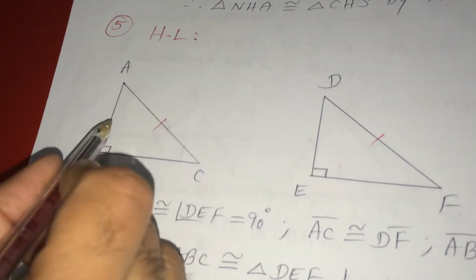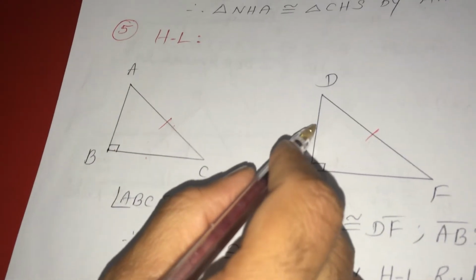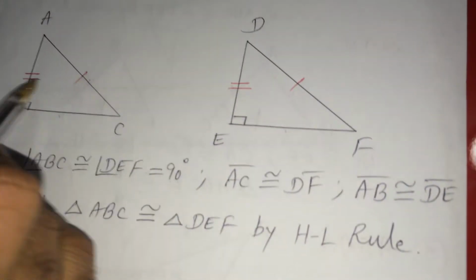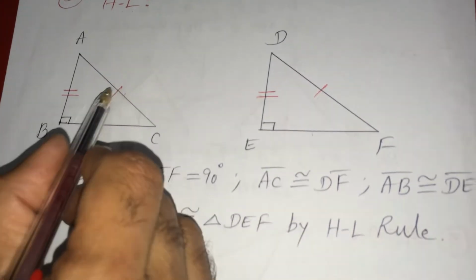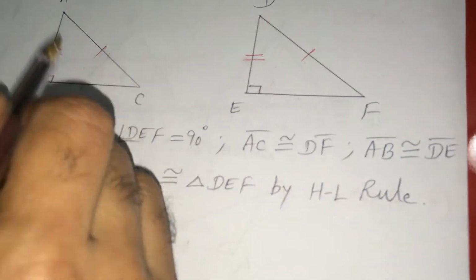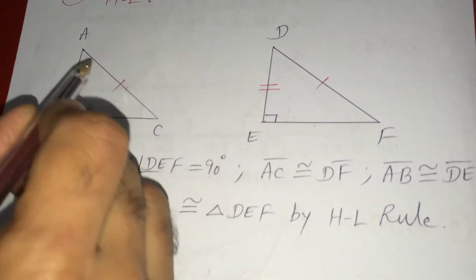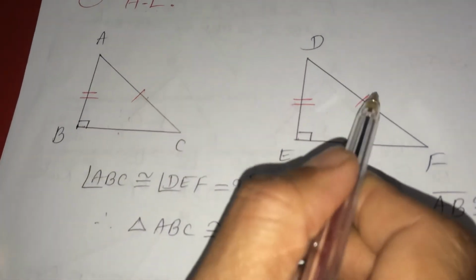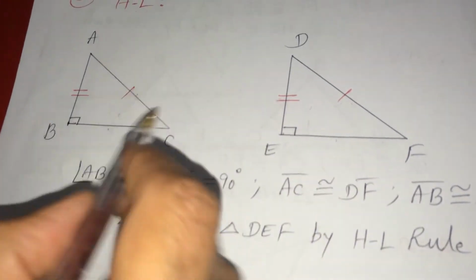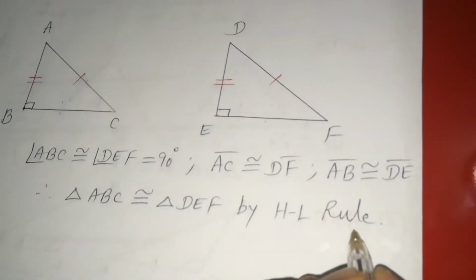So these two hypotenuses are equal, and also one leg, either this or this, must be equal to either this or this. Here he is saying AB is DE. That means this AB is exactly equal to DE. So these corresponding legs are equal, and these hypotenuses are equal in these two right triangles. Thereby we can say these two triangles are definitely congruent by this HL rule. One more time: in two right triangles, if the hypotenuses are equal, and also one pair of corresponding legs are equal, we can say these two triangles are congruent by the HL rule of congruency. Like this we have 5 rules of congruency.